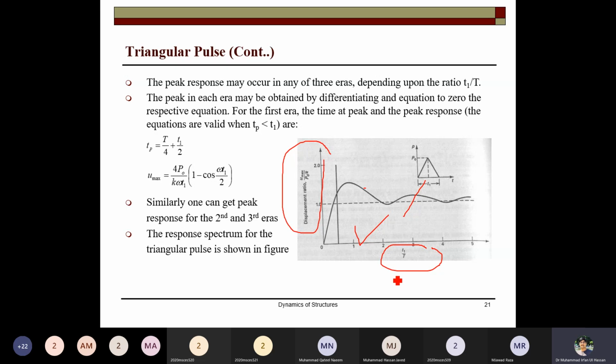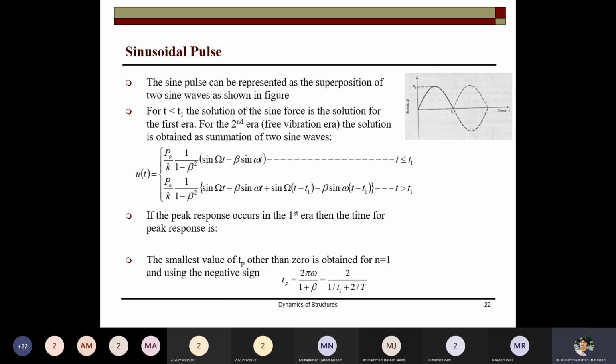Interestingly, you see that the loading and the response are not similar. Similar graphs are not obtained. The loading and the response of the system are different. And you can determine the peak response again by differentiating. But this is for learning purposes, for different kinds of loading.